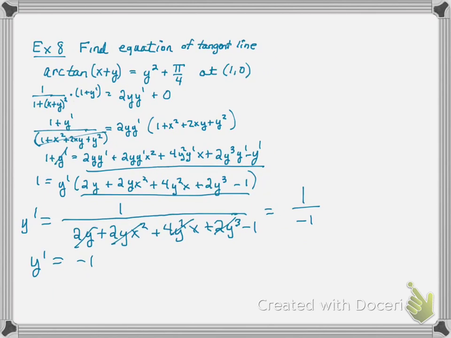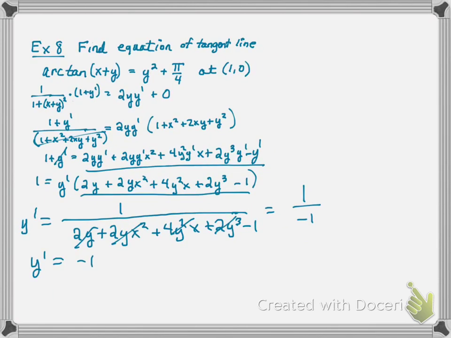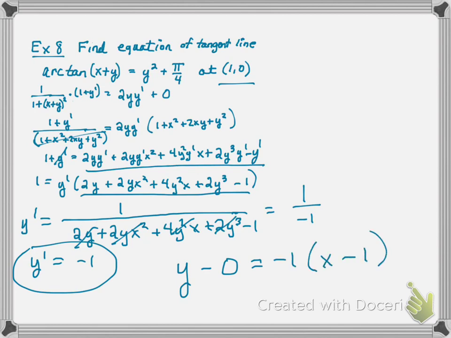Alright, so now I know my slope, and I have a point. So if I have a point and a slope, here's my slope, and here's my point. Now I can use point-slope form. So y minus y1 is equal to the slope times x minus x1. And so then if you work that out, you get y equals negative x plus 1. And there you go. That's the equation of the tangent line, and that is all of lesson 5.6.